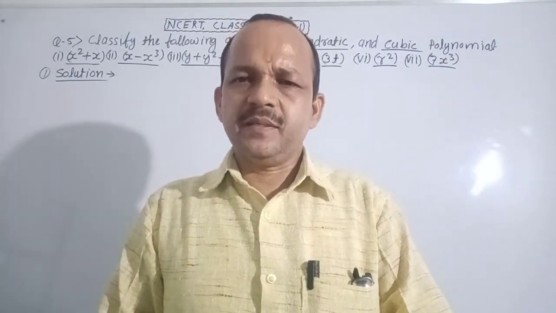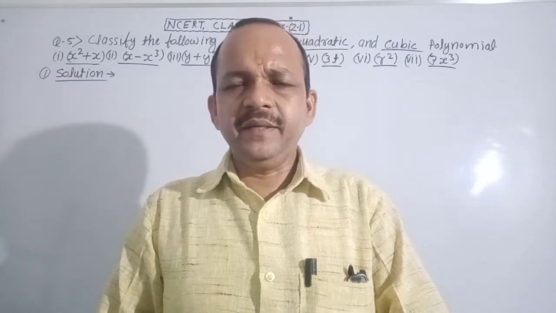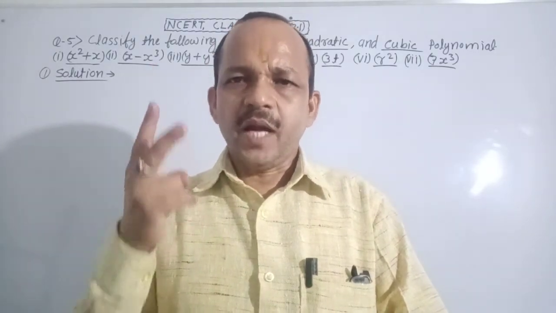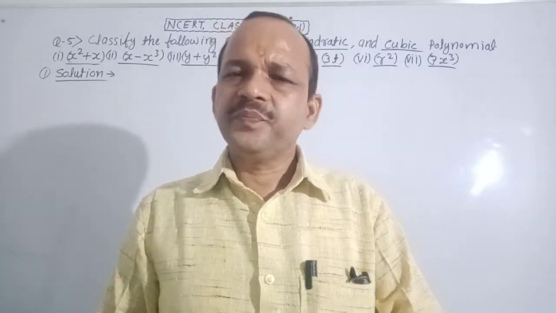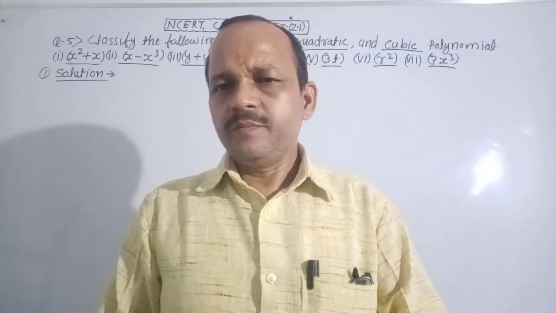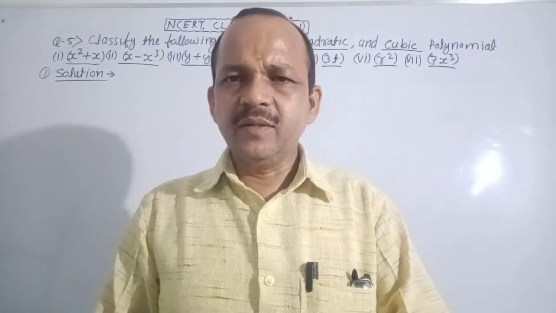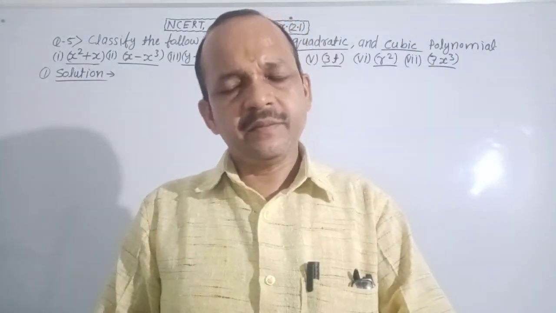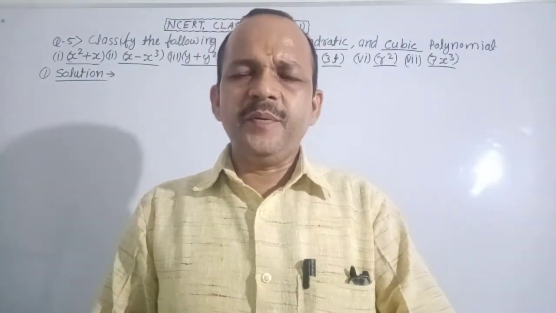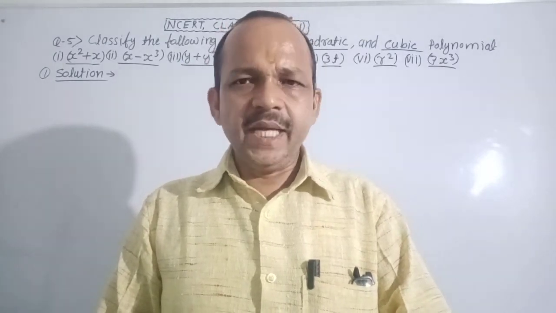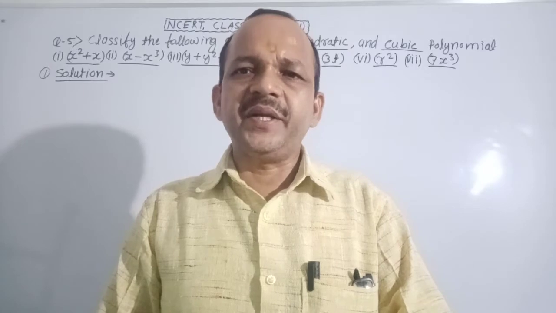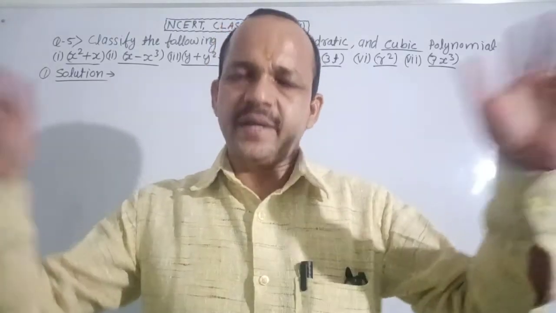Next, binomial. A polynomial having two terms is called a binomial. Is binomial clear? No confusion about it? Very good. An example of binomial is x square plus x. Next example, y power 30 plus root 2, and so on.